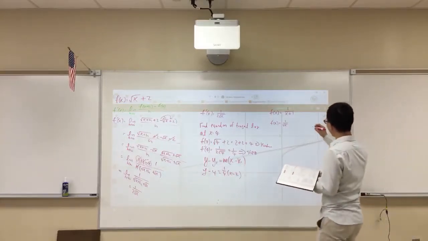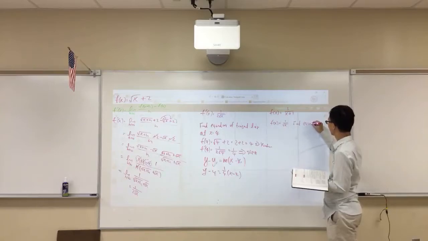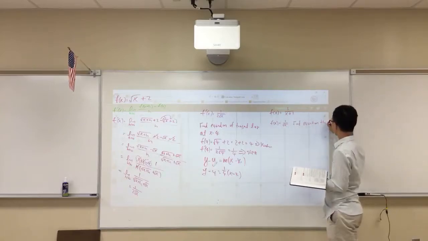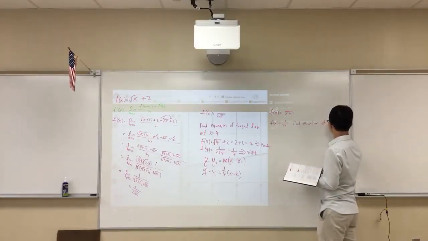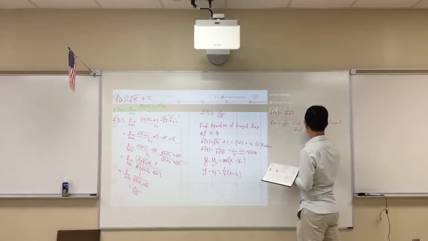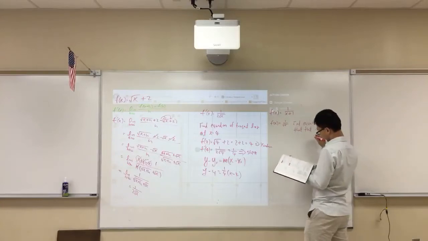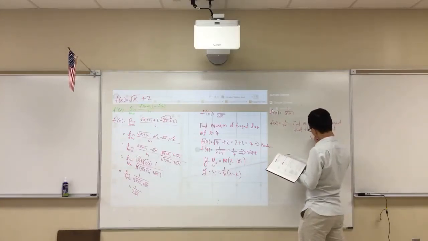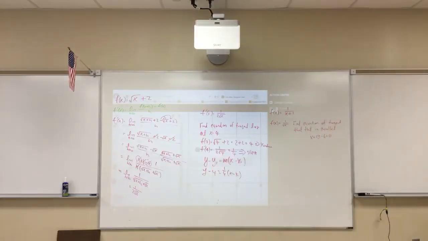So the second one, not only that, I wanna find the equation, right? Equation that is parallel. Find the equation of the tangent line that is parallel to x plus 2y minus 6 is equal to 0.